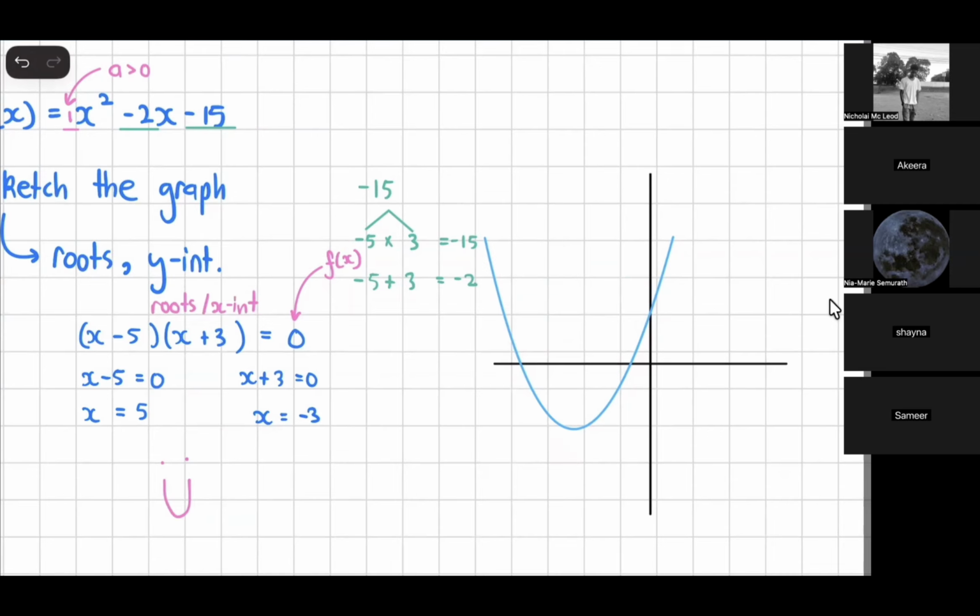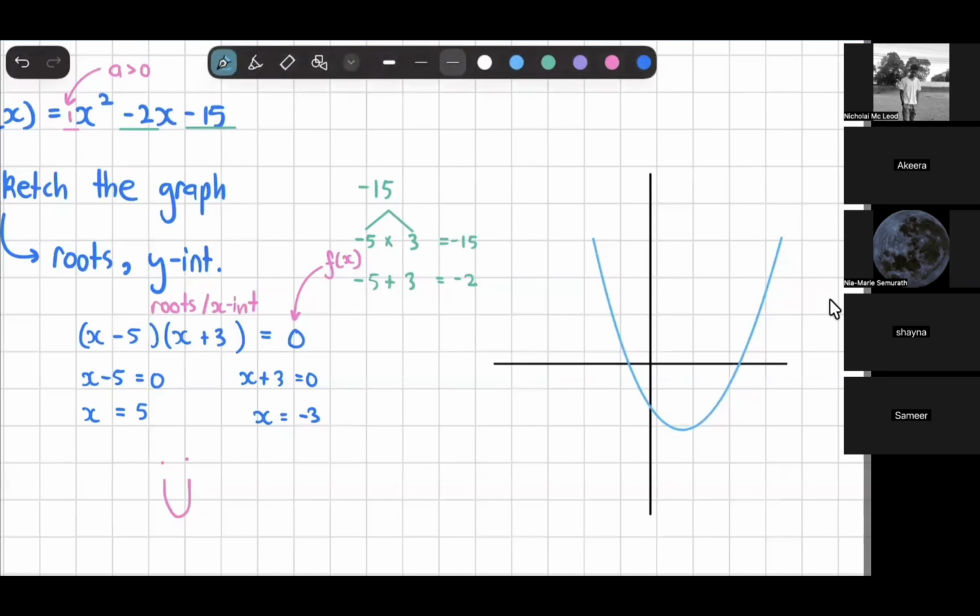Nia, would this make more sense? Yes. This root over here would be positive or negative? Positive. And this one will be? Negative. And the y-intercept is supposed to be what? 15. Not 15, check it out. What is it? -15. Right, so it would be over here.